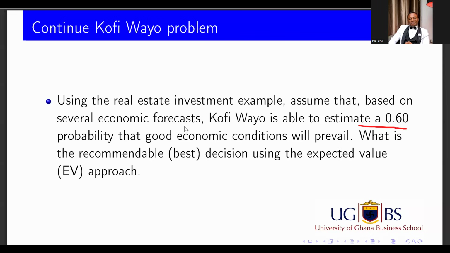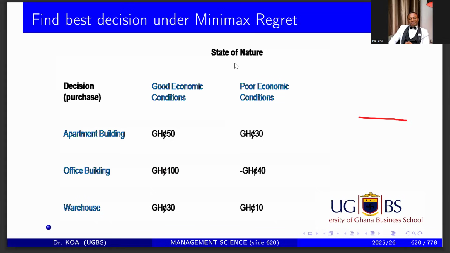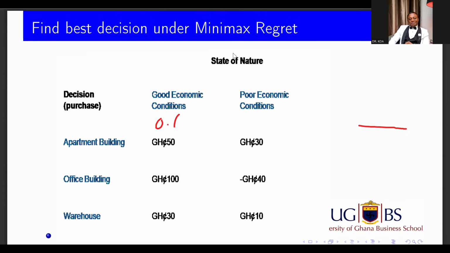Let me just go back to the table. You now know that the probability for state of nature 1 is going to be 0.6, and the probability for state of nature 2 is 0.4. Now we are going to calculate the expected value for decision alternative 1, that is apartment. How do we do that? As we said, you take the probability and multiply it by the payoff, plus the next probability multiplied by the next payoff, and so on until you finish, and then you add them all together.